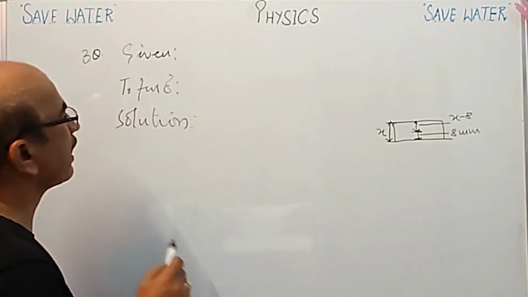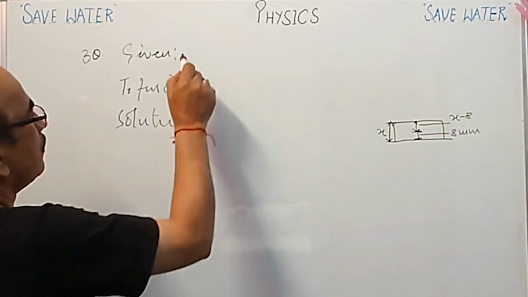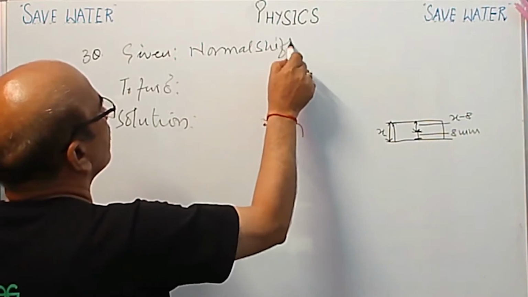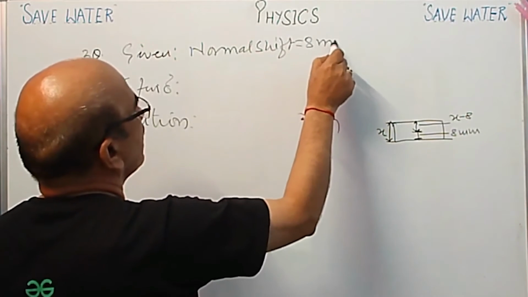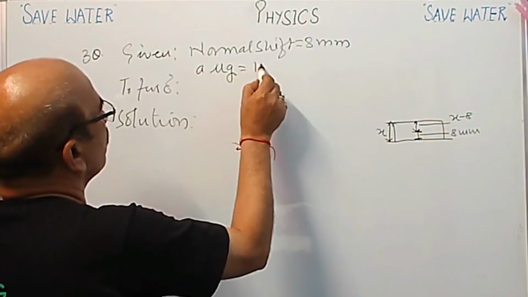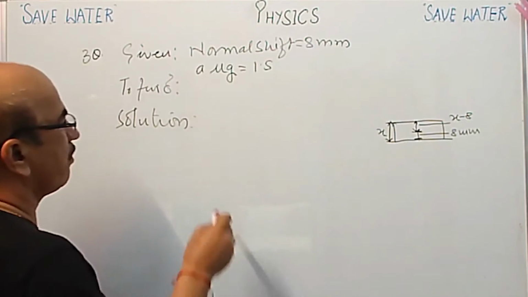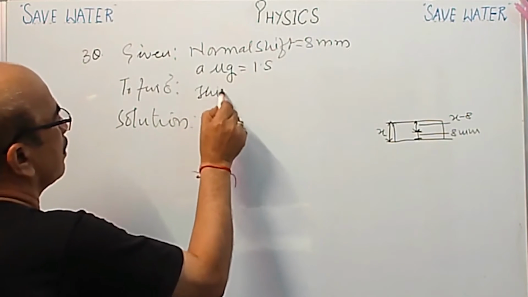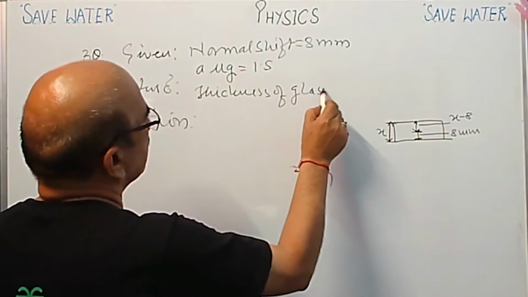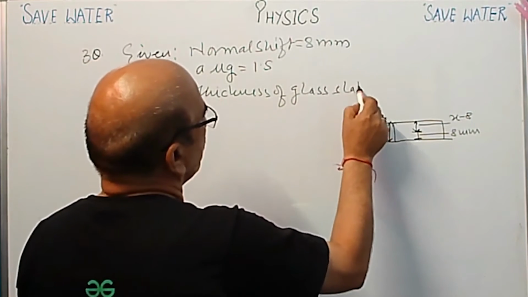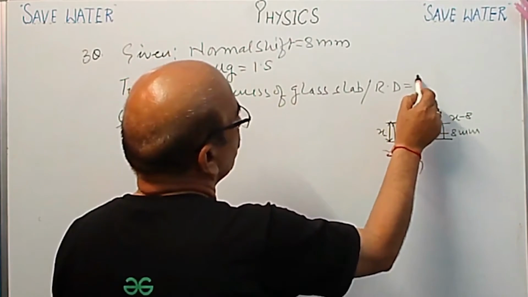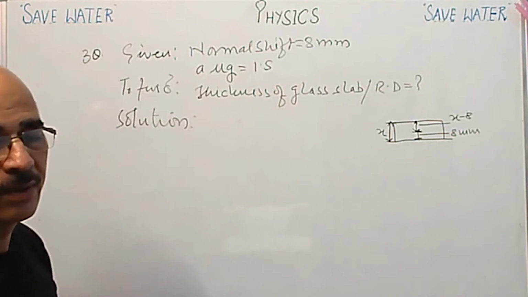So now I'm writing the given. Normal shift is 8 millimeter and refractive index of glass is 1.5. It is 1.5. To find: thickness of glass slab, and what will we call this? This means real depth, or we can say real depth. We need to find this. We have to find real depth.